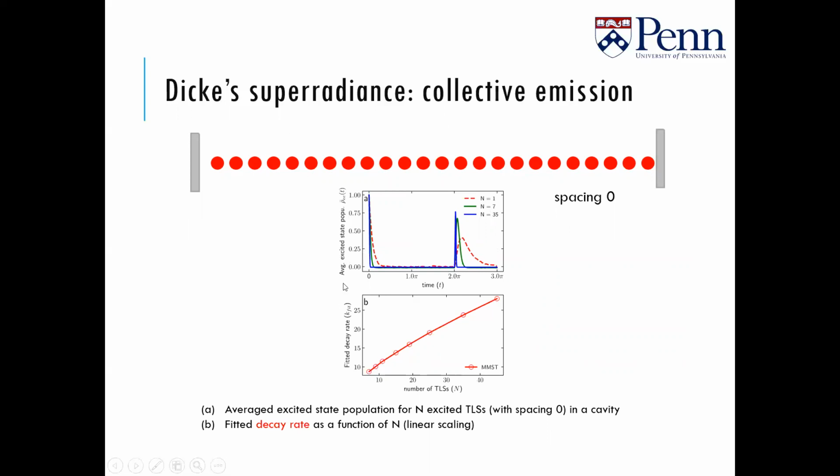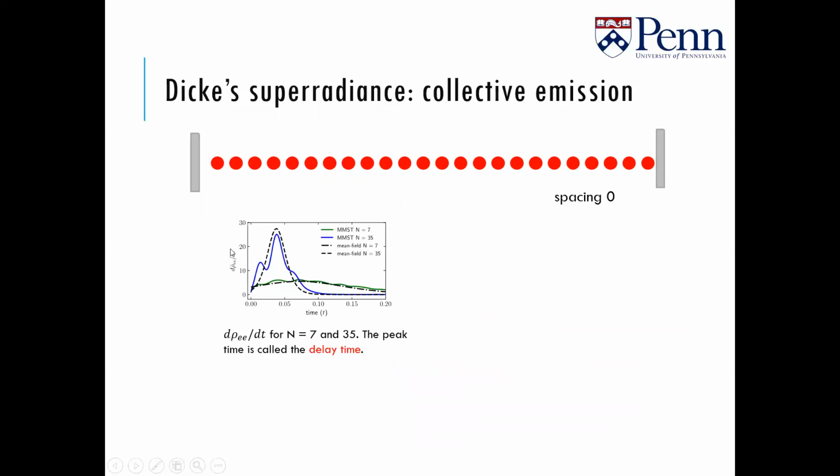Moreover, if we do some trick of the population dynamics, say we take the time derivative of the average excited state population as a function of t, so that now the y-axis is the time derivative of the excited state population, and the x-axis is still the time. We get something like this. The blue line is the result for 35 two-level systems. MMST dynamics will predict it will have a very big peak at some time.